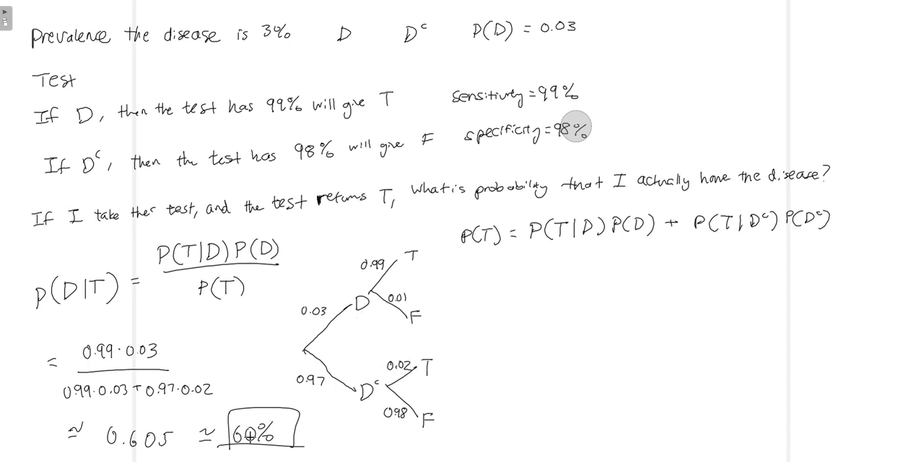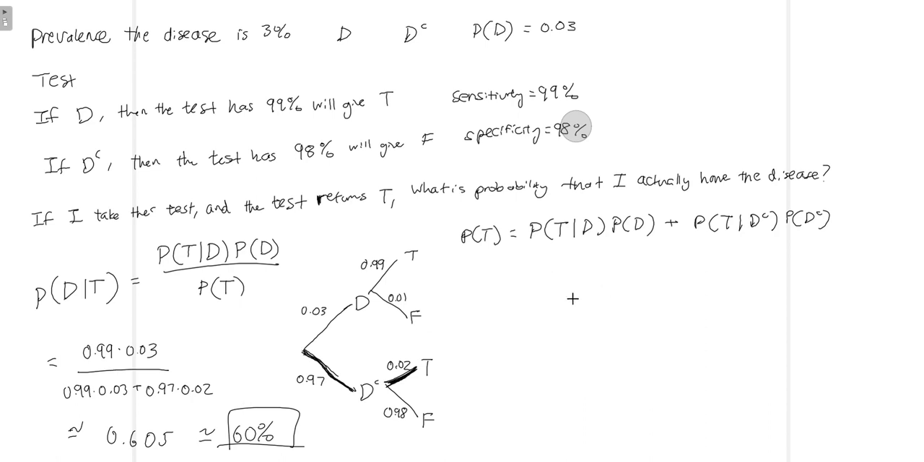So if you think about why, you'll notice that it's because there's a large amount of false positives, as denoted here. So 2% of most of the population are going to get a false positive. So there's a good chance, 40% of people who take the test are going to get a false positive if they return true.